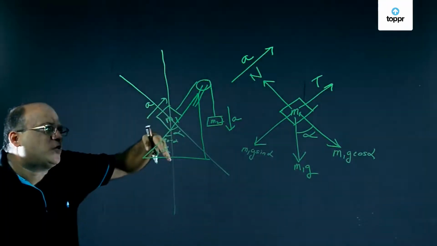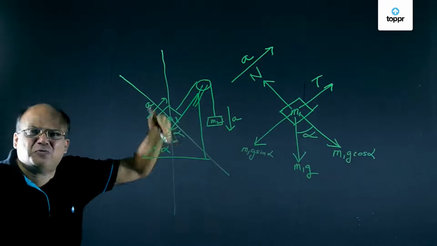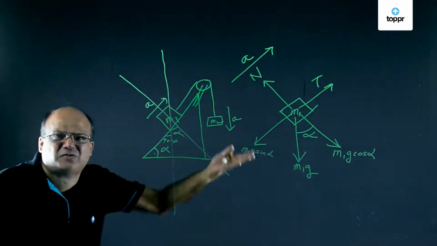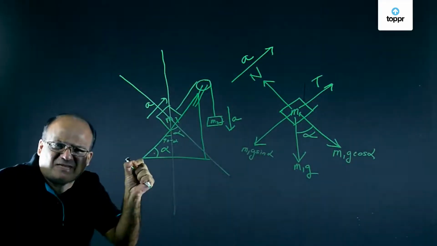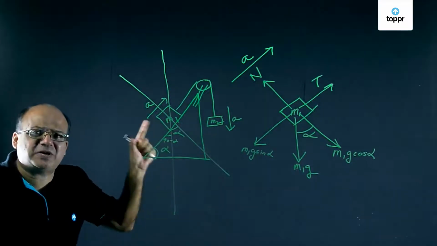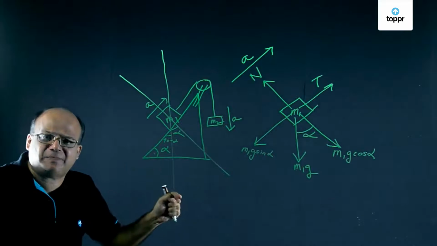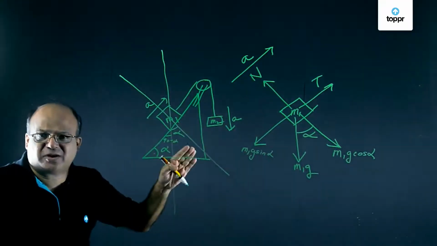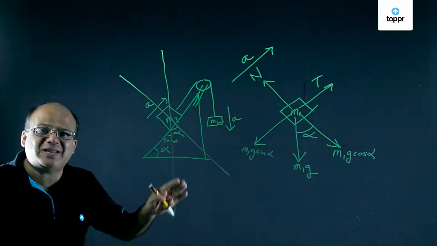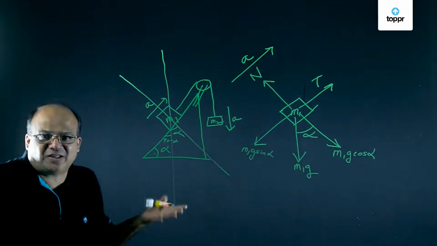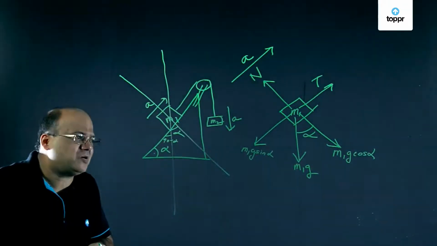But every time we don't want to break our head and try to find out which is the sine component, which is the cos component. So for this, remember one simple statement. If this is the angle alpha, the angle of the inclined plane, the component of weight down the inclined plane is the sine component. The other component obviously will be the cos component.